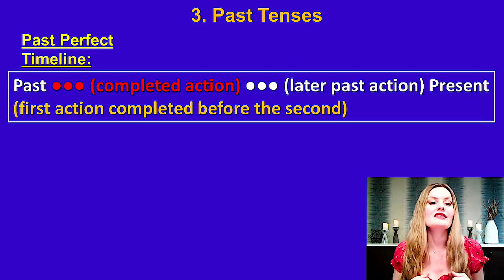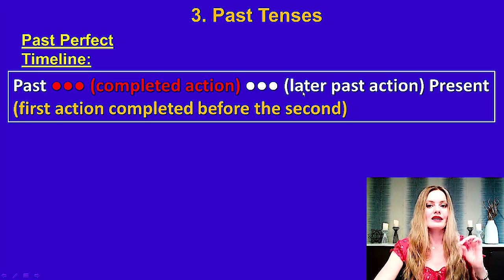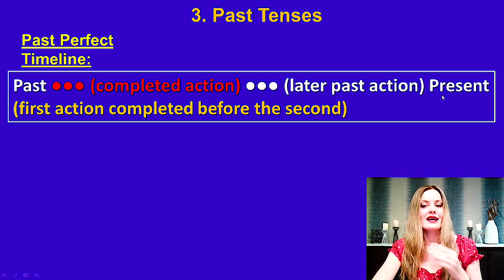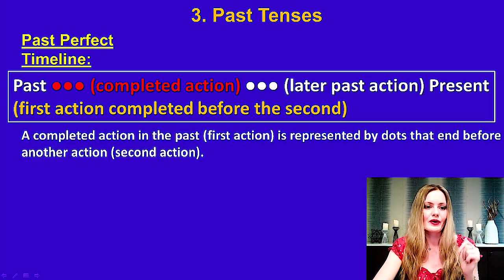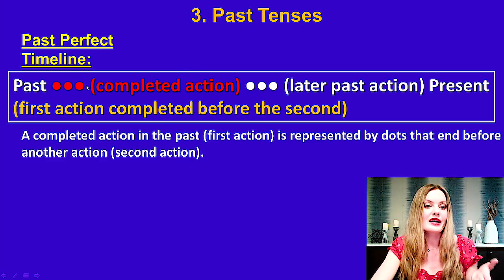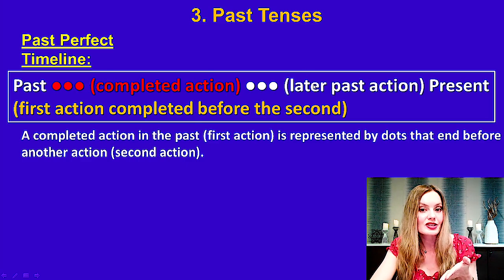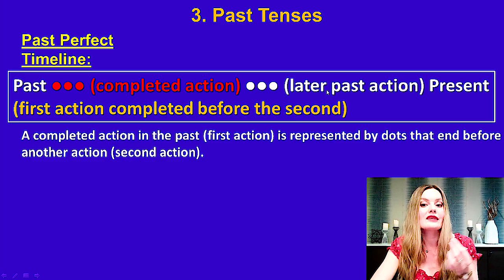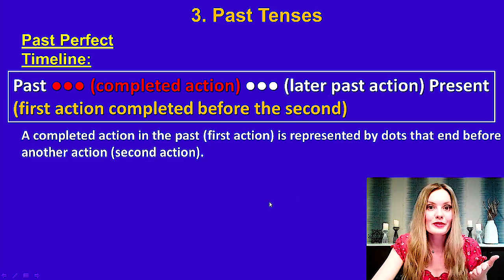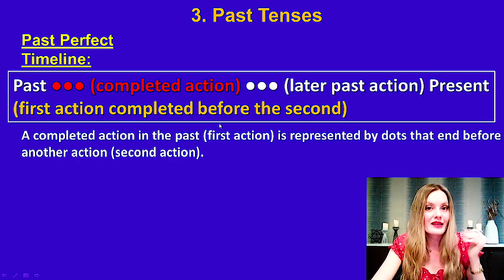Now let's take a look at this timeline. So we have past, then we have later past action, and then we have present. Now, a completed action in the past, which is the first action, is represented by red dots that end before another action, second action, or later past action. So past perfect is the first action completed before the second one in the past.